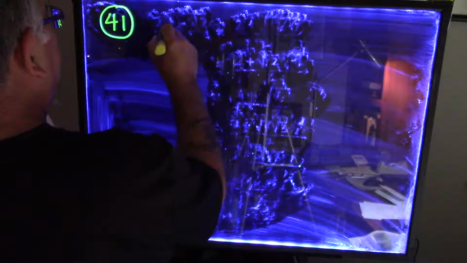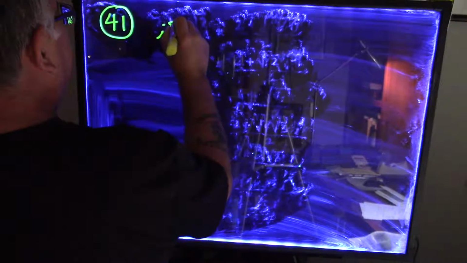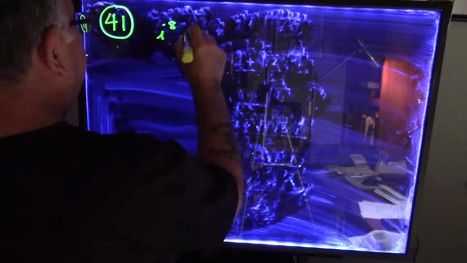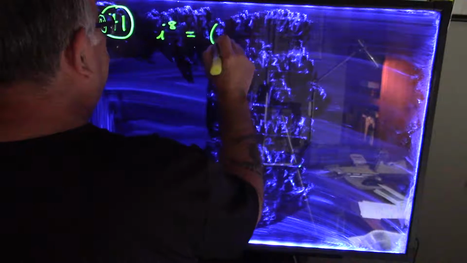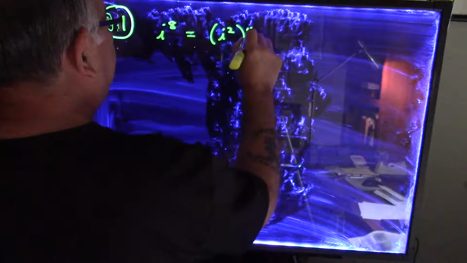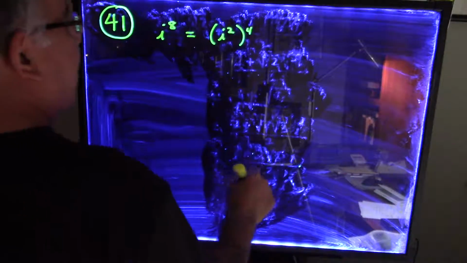Number 41. We have i to the 8th power. Simplify that. There's more than one way to do these. Here's how I did it. I wrote that as i squared to the 4th, raising a power to a power. Remember that?